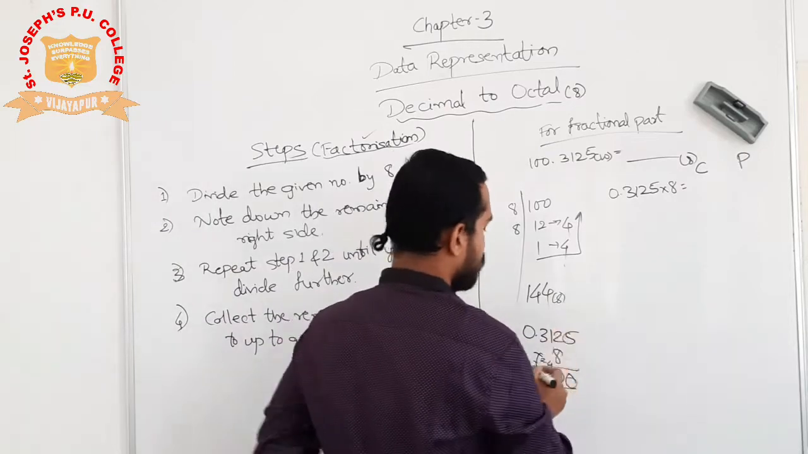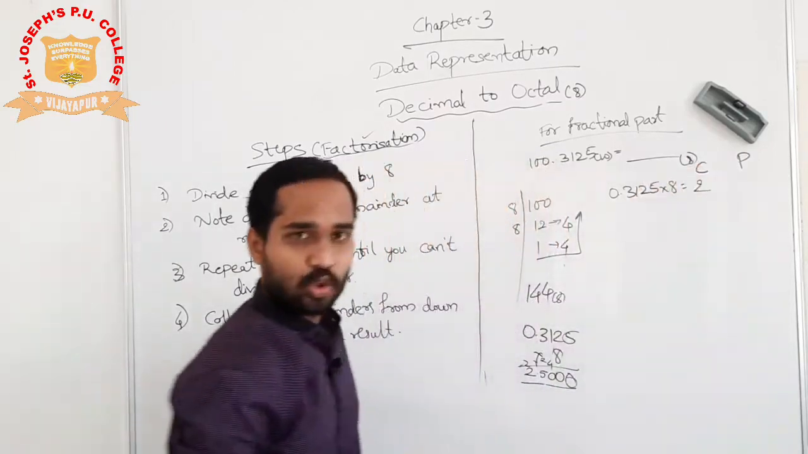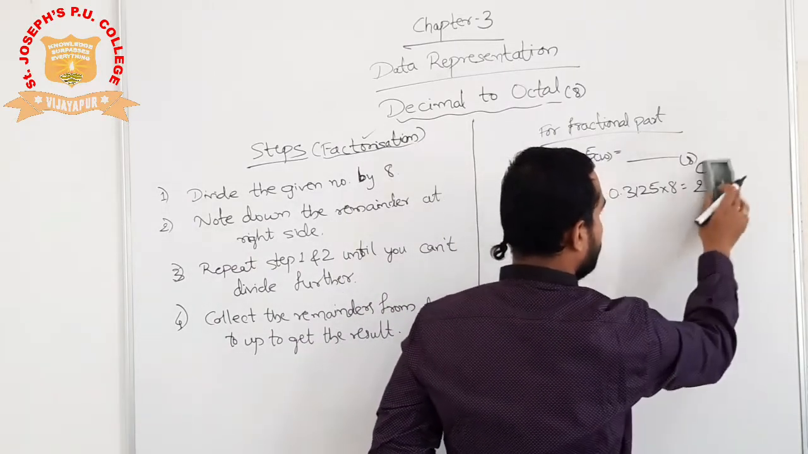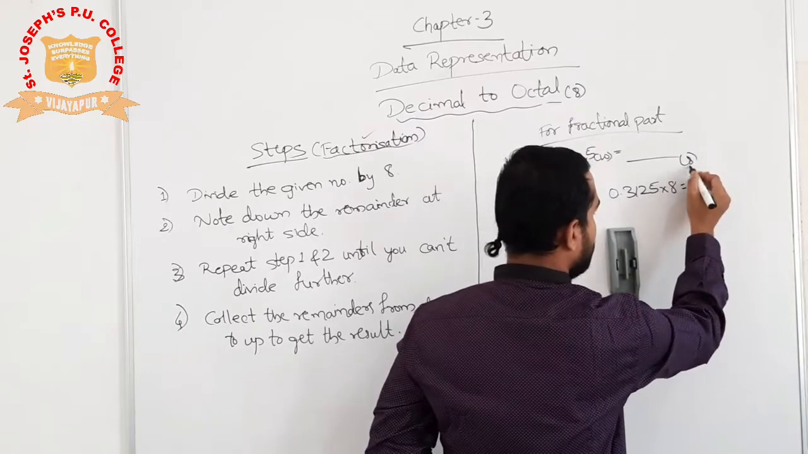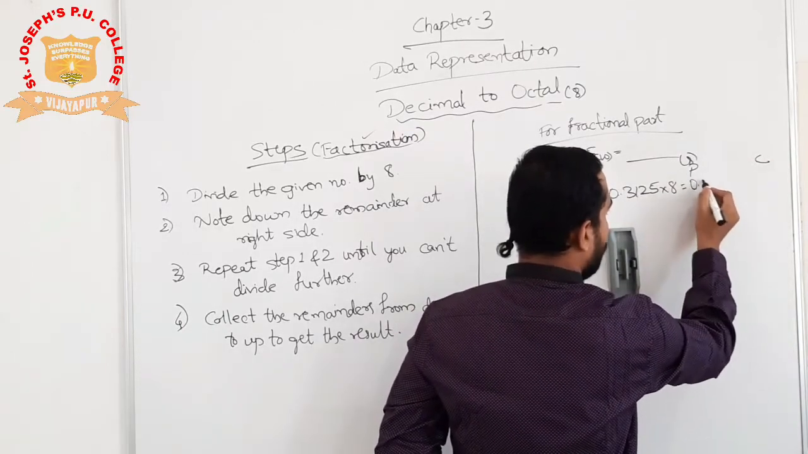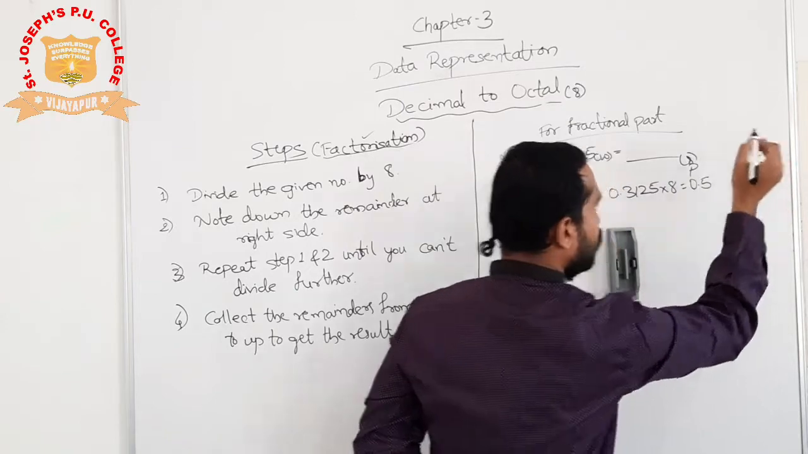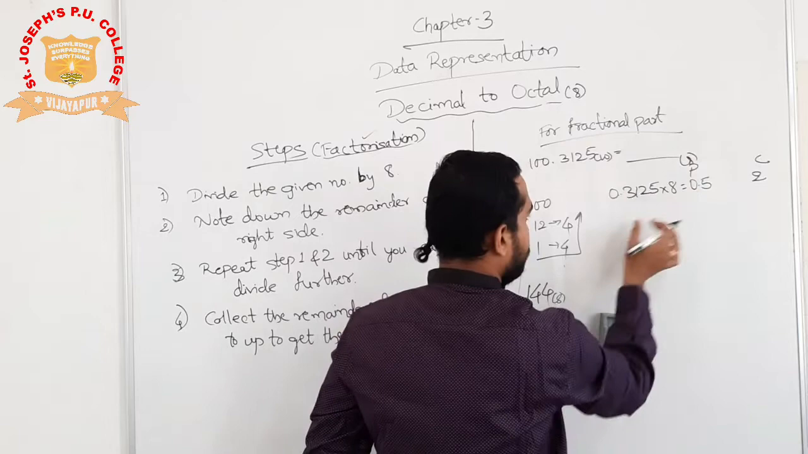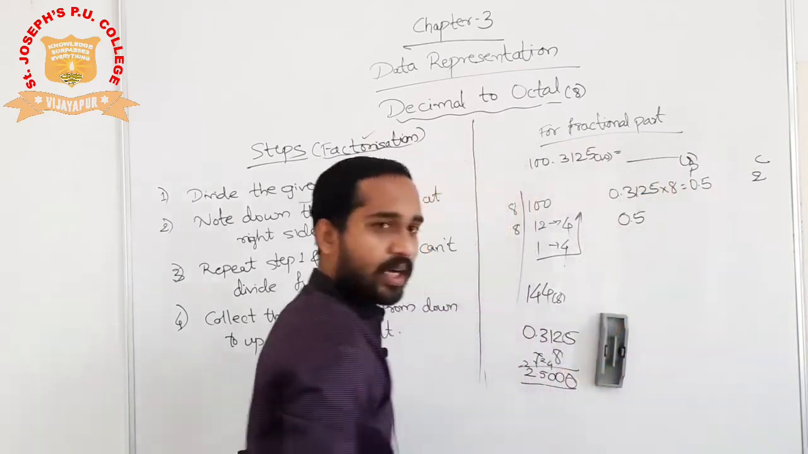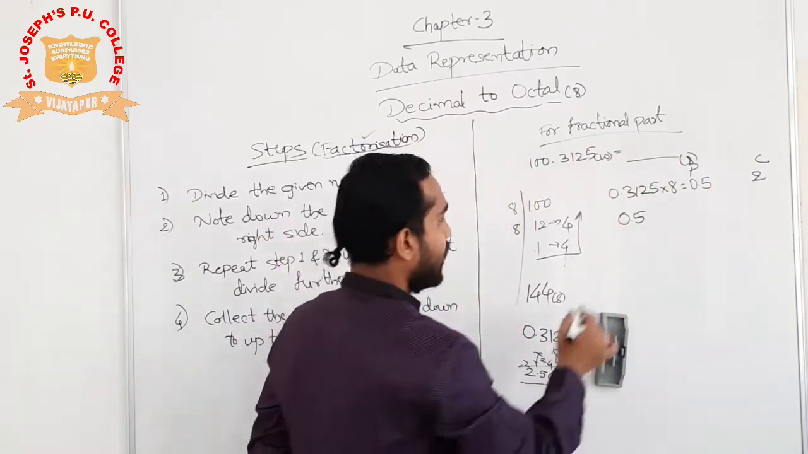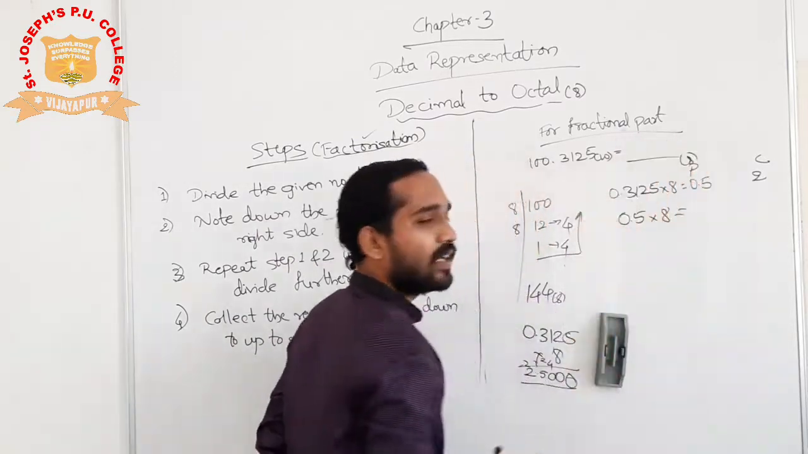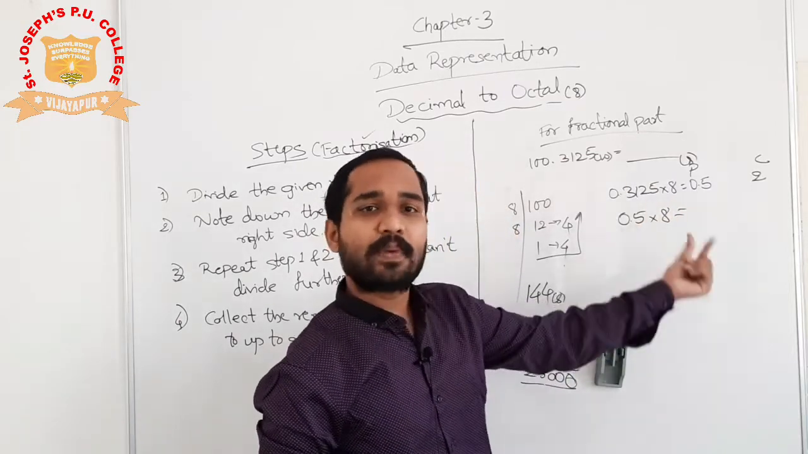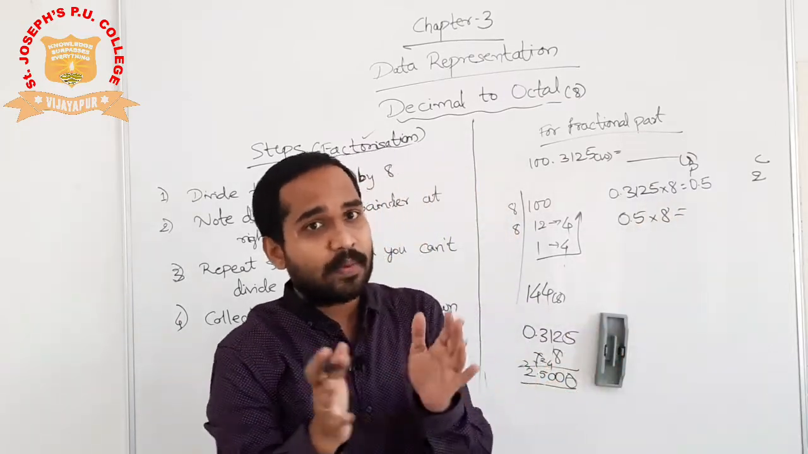Okay. So what is the carry part I got? I got 2. Correct. And the product part I got 0.5. Let me reverse it so that you will understand it easier. Product and carry: 0.5 in product and 2 in carry. Fine. Then what? Then consider the product part and multiply it by 8, isn't it? This is how we did. Only the product part we would consider and again multiply it by 8 until we can't multiply further.